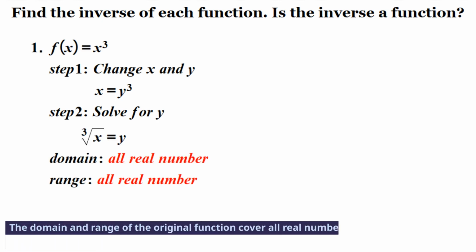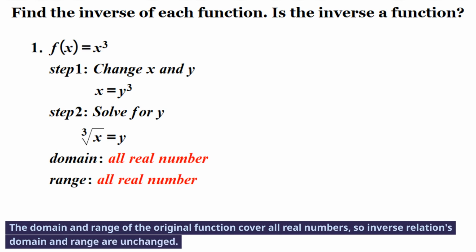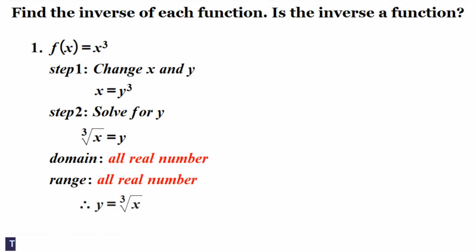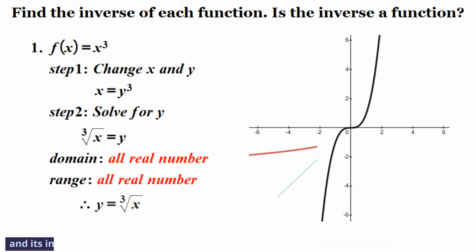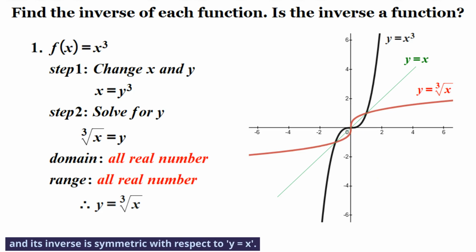The domain and range of the original function cover all real numbers, so the inverse relation's domain and range are unchanged. Therefore, y equals cube root of x. Graphing the original function confirms that it is defined for all real numbers, and its inverse is symmetric with respect to y equals x.